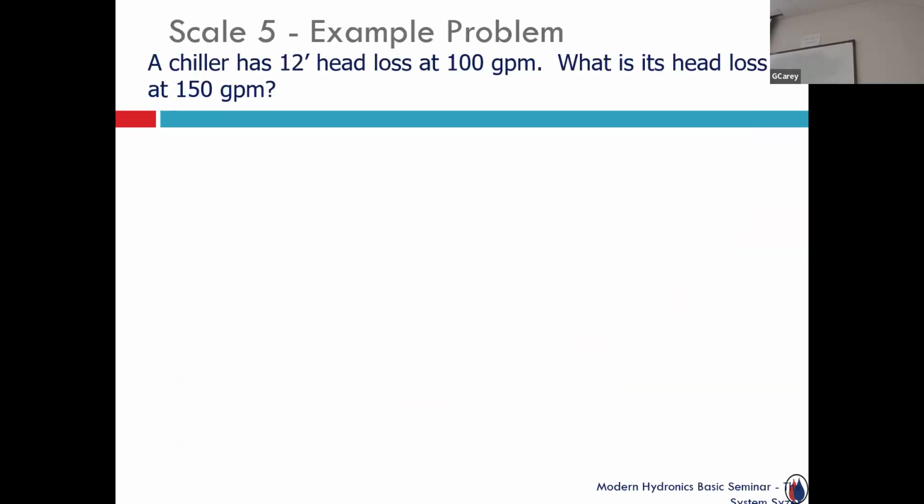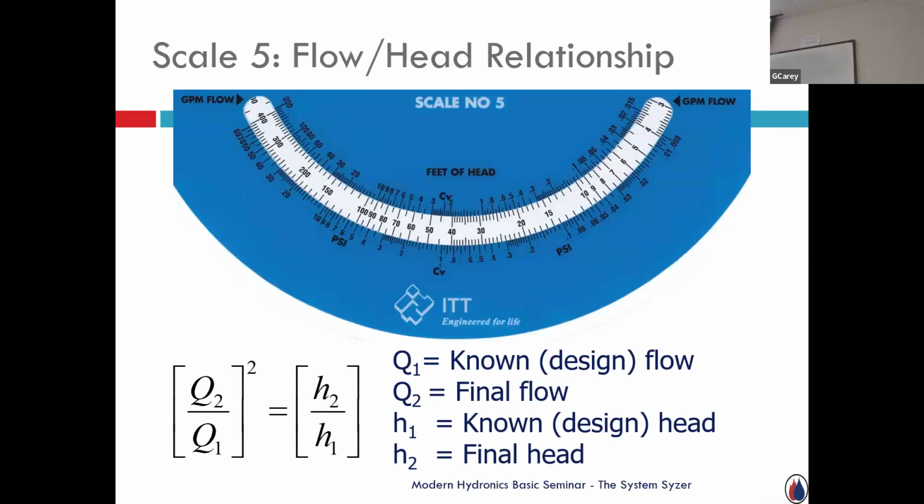So a manufacturer of a chiller says, I know that when I've tested my chiller barrel, it will offer about 12 feet of pressure drop when you pump 100 gallons a minute through the chiller. So 100 GPM, 12 feet of head loss. And the guy says, I want to try to increase the capacity, and the manufacturer says I can pump more GPM through it. What's the head loss at 150 gallons a minute? Now we could do the formula: 150 over 100, squared, times the original pressure drop of 12. There's my answer.